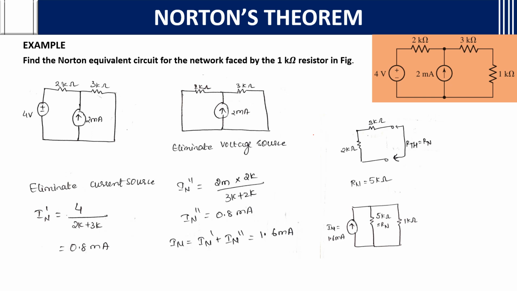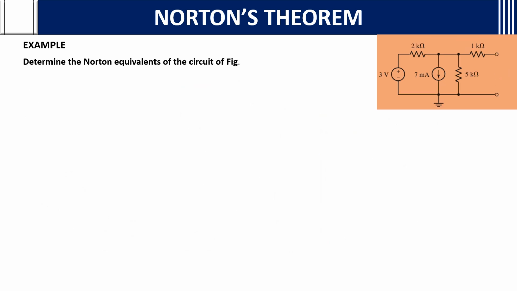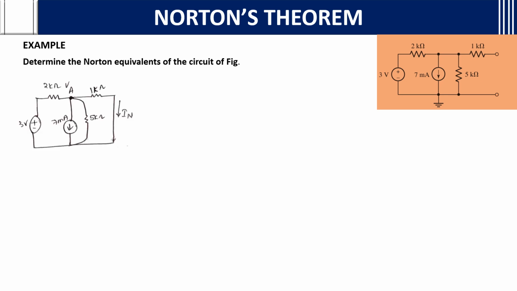Now we'll go to the next question. Determine the Norton's equivalent of the circuit. If you see, this is the circuit. They have already given the open circuit. We need to short circuit these open terminals to find the current IN. We will short circuit it.